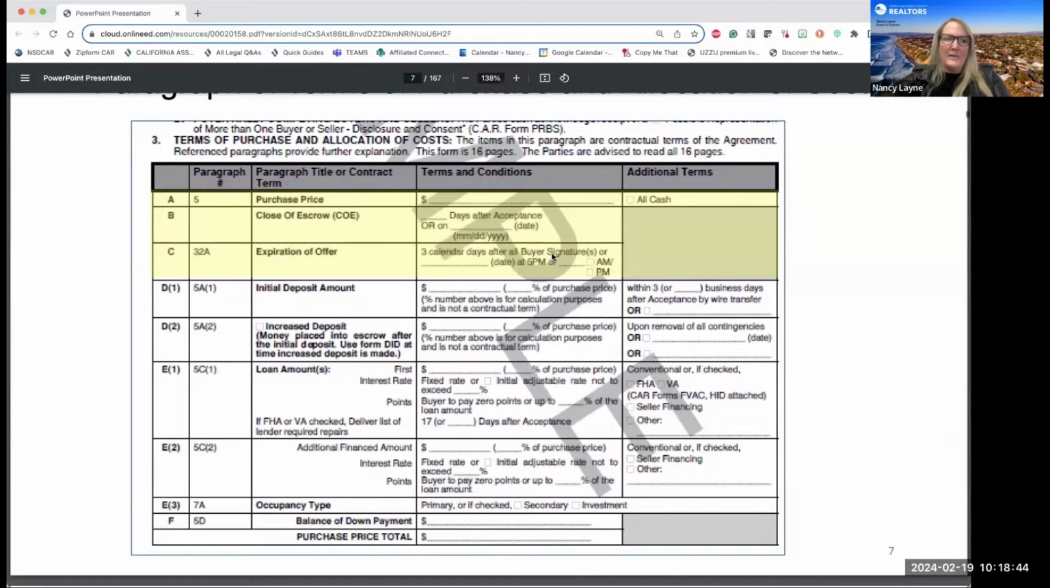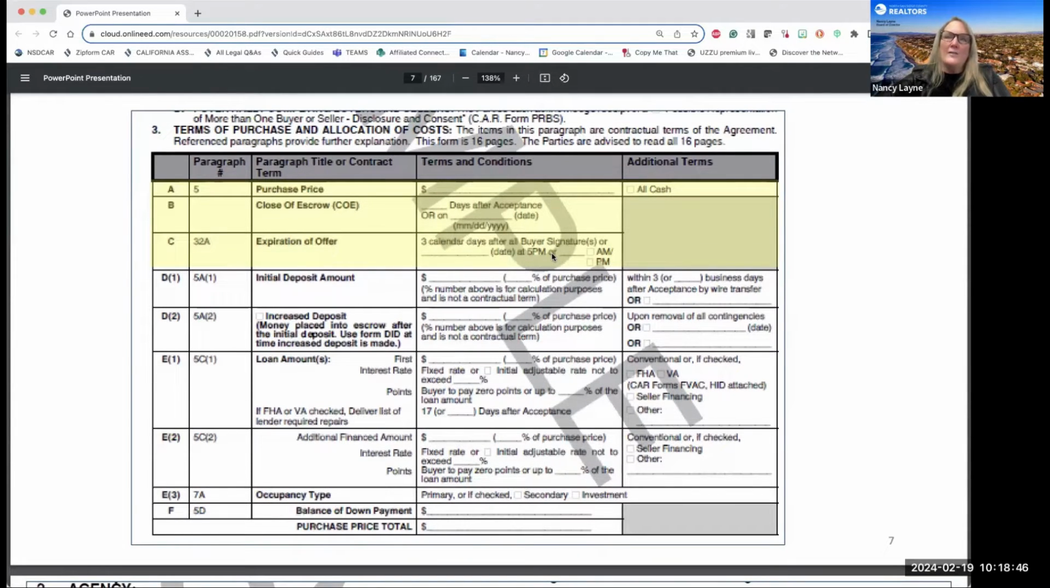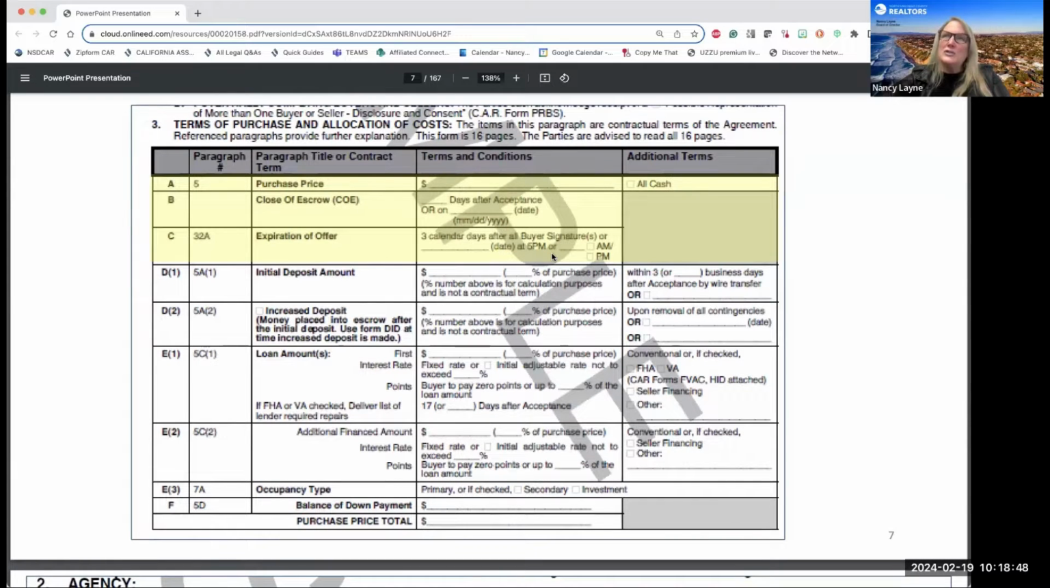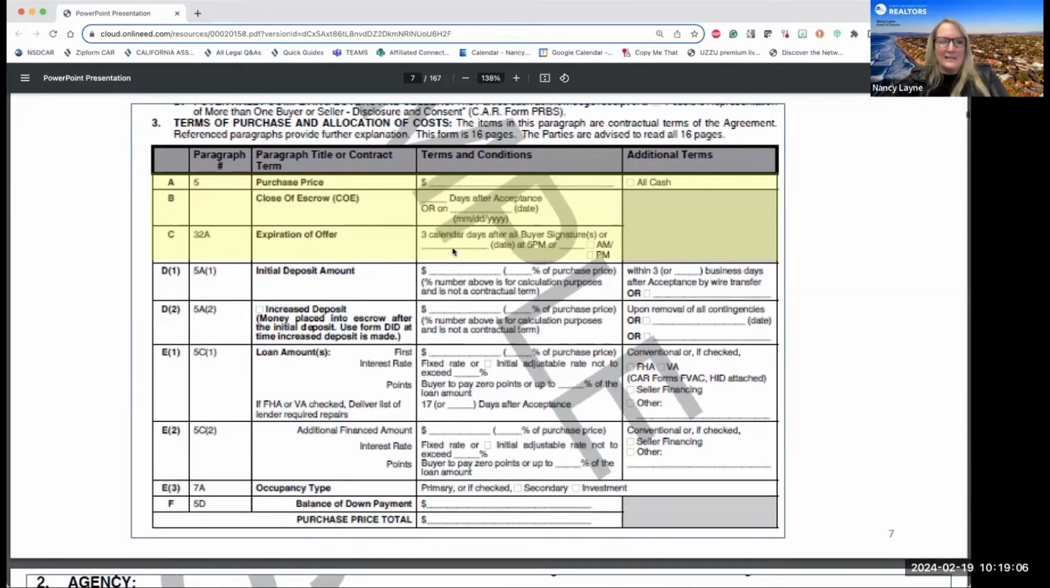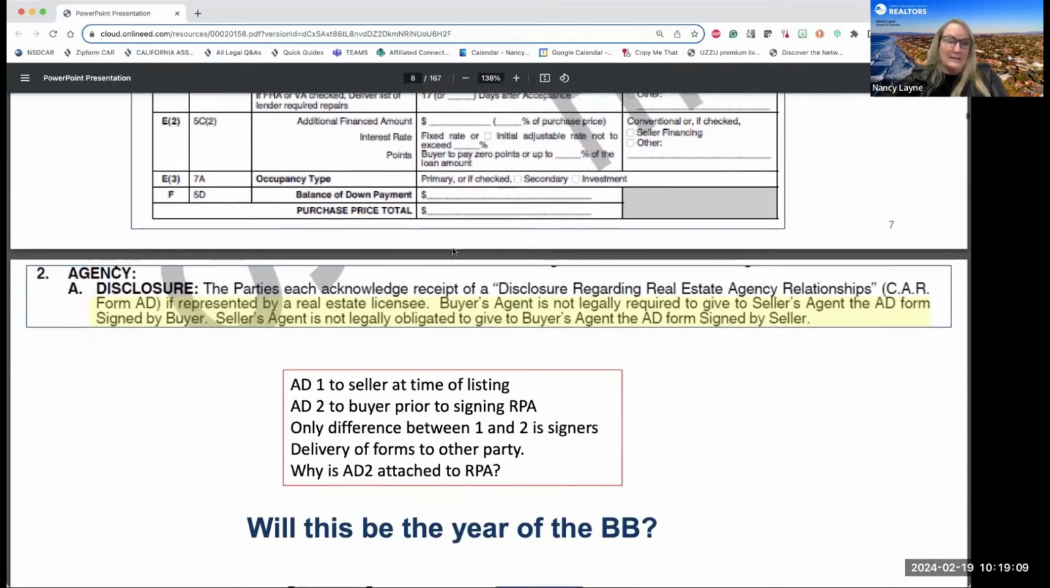And that the timeline on this expiration of offer, a lot of agents will, I'm going to say, fudge that expiration of offer, and 3 calendar days doesn't necessarily mean 3 calendar days, that they'll come back after 5. You can do that, but you want to make it clear that you are basically revitalizing that offer at that point, because technically it isn't a live offer.